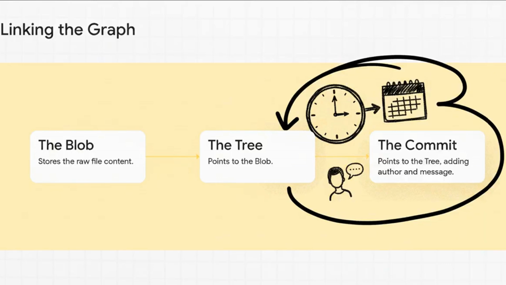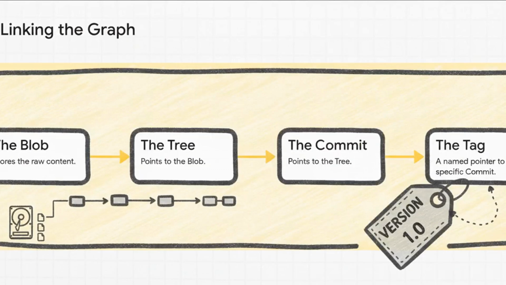The commit object simply wraps the tree. By pointing to a specific tree and adding an author, a timestamp, and a commit message, the commit essentially captures a permanent, unchangeable snapshot of your entire project at that exact second in time. And finally, step 4 completes our graph with the tag. A tag is really just a convenient human-readable pointer, something like version 1.0, that points directly to a specific commit. As you can see, this entire beautiful chain is really just a linked series of physical, immutable files sitting right there locally on your hard drive.